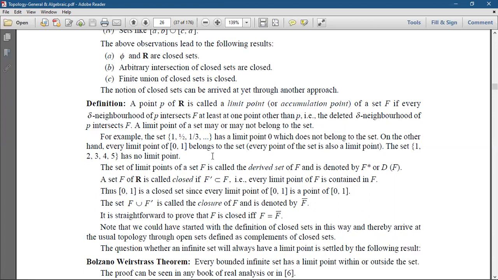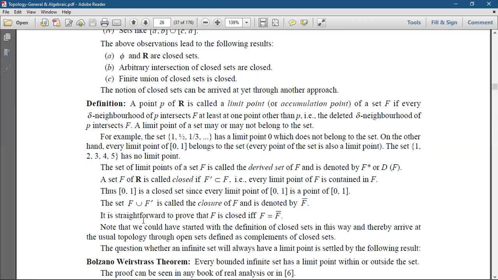In simple words, a set F of R is called closed if F complement is a subset of F. That means every limit point of F is contained in F. If every limit point of F is contained in F, then F is closed under R. Thus, [0, 1] is a closed set, since every limit point of [0, 1] is in [0, 1].